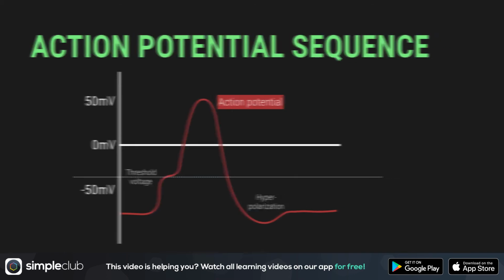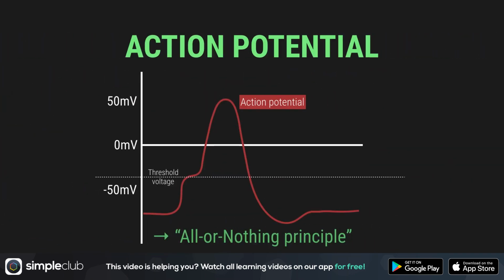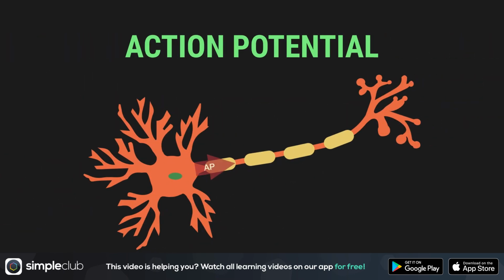The sodium-potassium pump is working all the time, bringing potassium into the cell and pushing sodium out. The action potential stays the same. The key phrase here is the all-or-nothing principle. The AP is then transmitted across the axon. But we'll go over that in the next video.